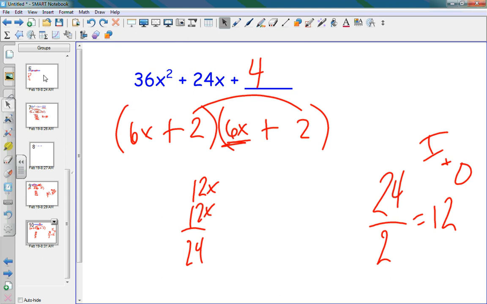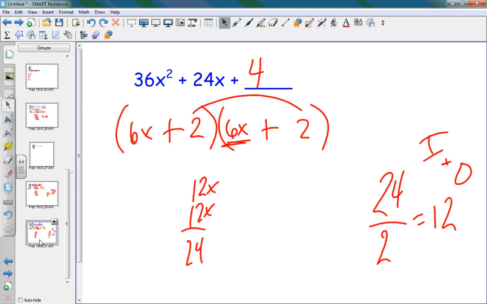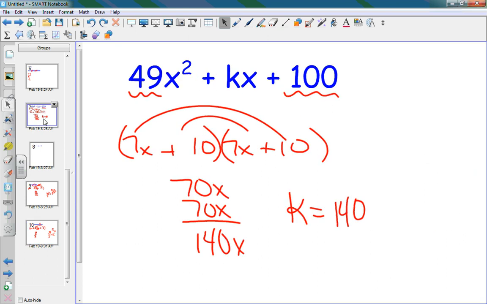You have one of these. You have one of these. 2 of these. You have one vertex, one find the value of k, and then you have 3 completing the square.